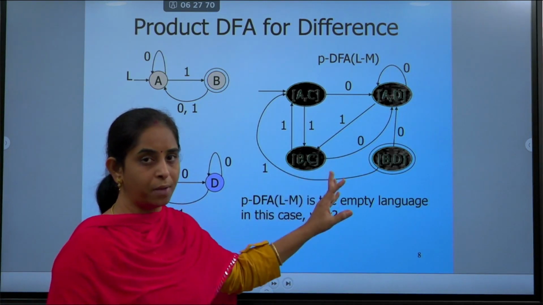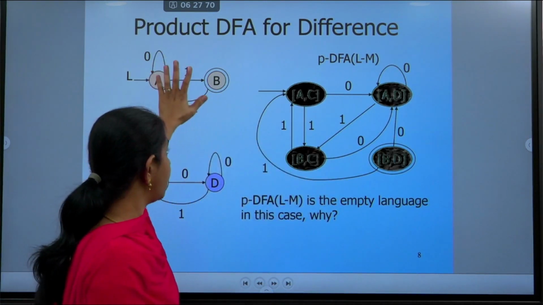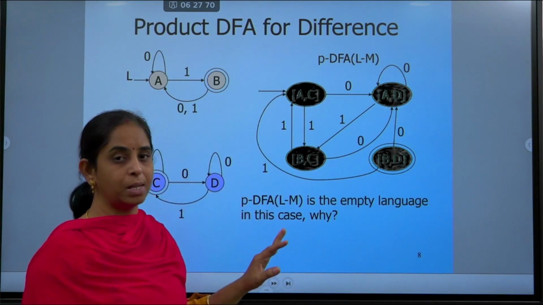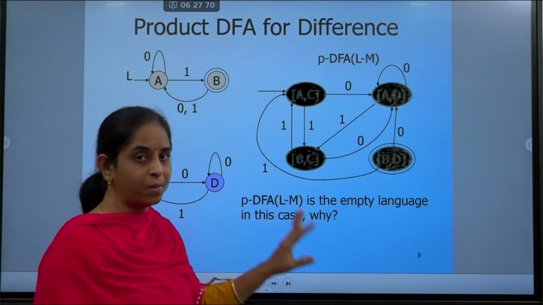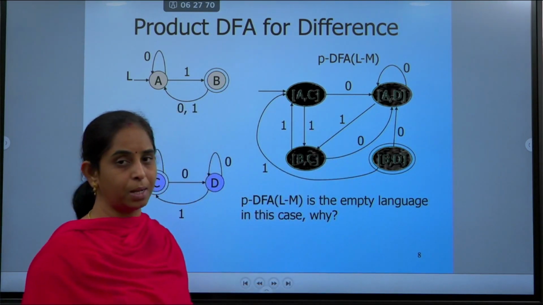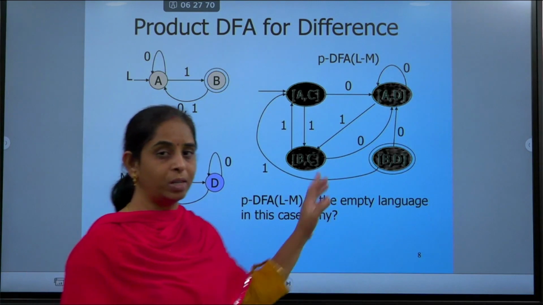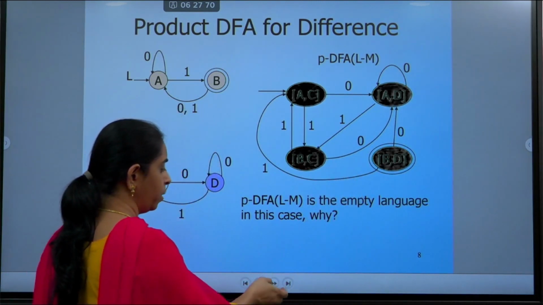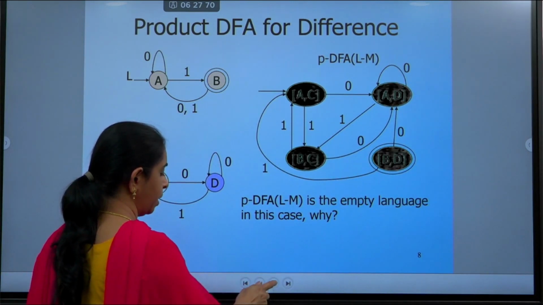So there is no language, because here we have L and we have M, and we are doing the difference L minus M. The language is empty in this case. That means there is no language constructed in L minus M. But the empty language is still regular. So when you take the DFA, we will get it as empty in this case.